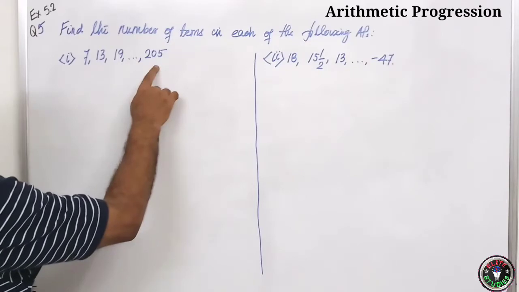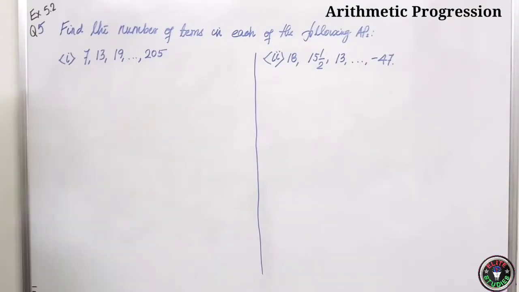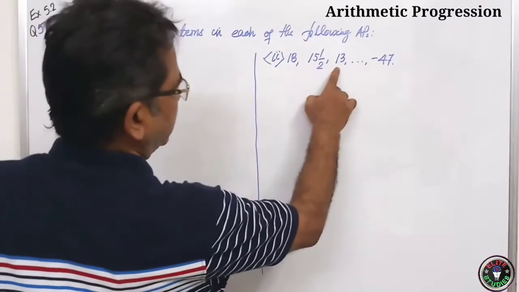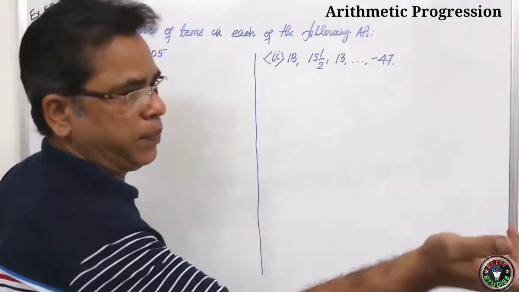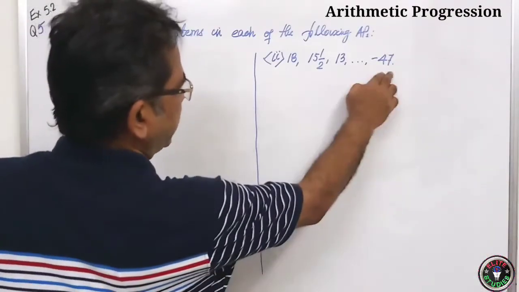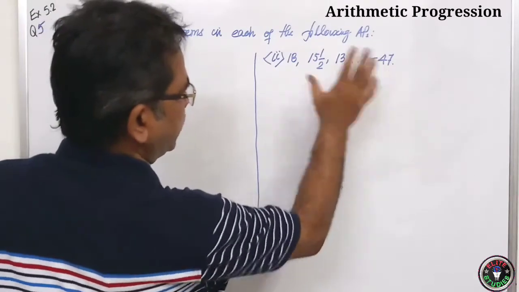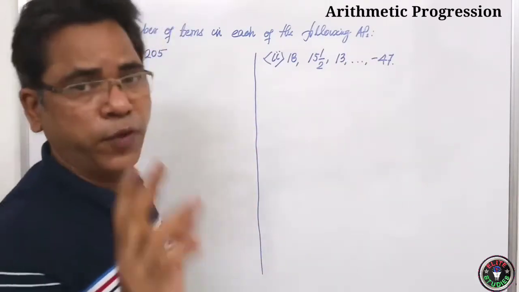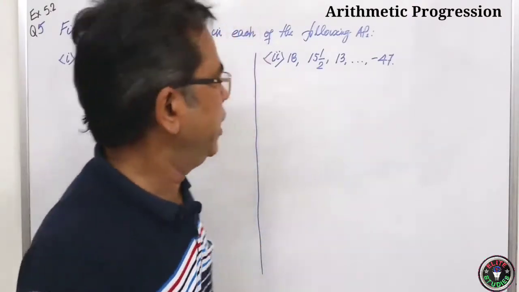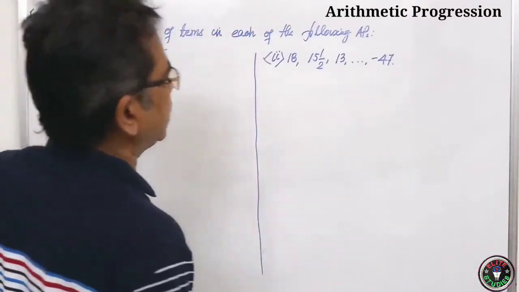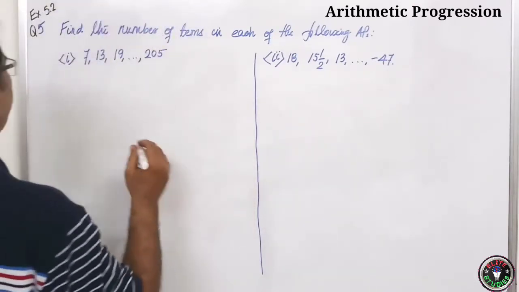This is a finite AP. So how many terms are there in this AP? This is again a finite AP. You can refer to my previous videos for the difference between finite AP and infinite AP. In a finite AP the number of terms is fixed, whereas in an infinite AP the number of terms is not fixed. This has already been taught in earlier classes. So let us now see the solution.